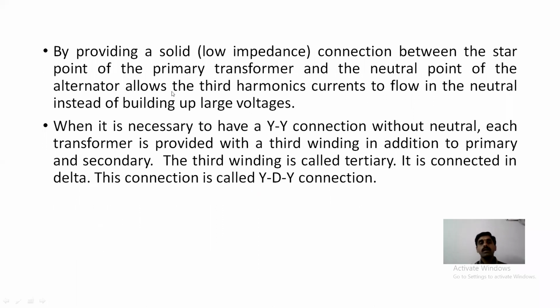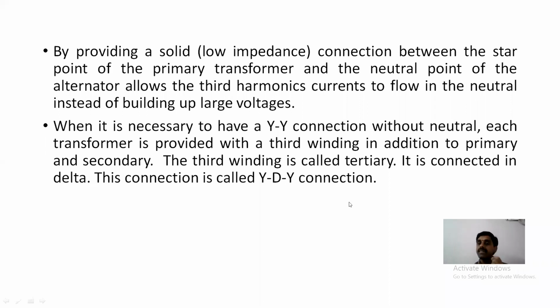So by providing solid grounding, that means a low impedance connection between the star point of the primary transformer and the neutral point of the alternator, it allows third harmonic currents to flow in the neutral instead of building up large voltage. When it is necessary to have star-star connection without neutral, each transformer is provided with a third winding in addition to primary and secondary. The third winding is called tertiary, and it must be provided. It is connected in delta. This connection is called star-delta star connection.